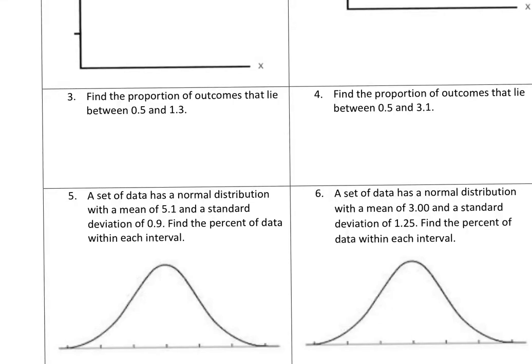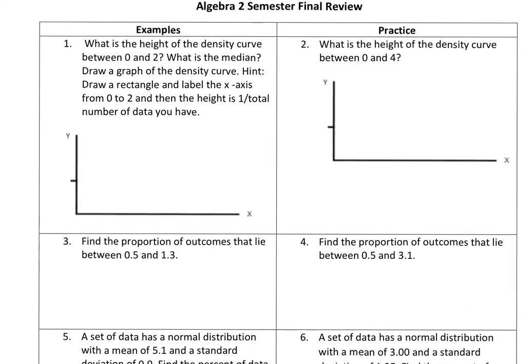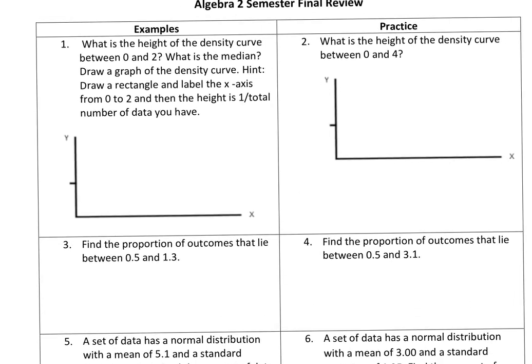Okay, this is a quick review on your semester final. Here, what is the height of the density curve between 0 and 2? What is the median? For you to draw this, you're going to draw a rectangle. So here, I'm going to draw a rectangle from 0 to 2. So 0 starts here, 2 is here, and equally placed 1 in the middle. That's what you want to do here.